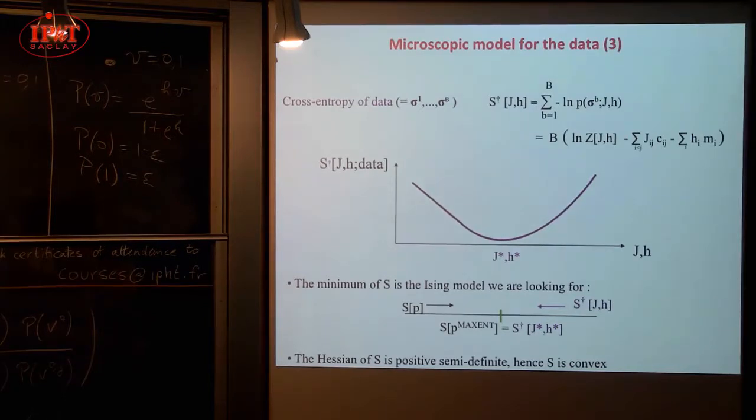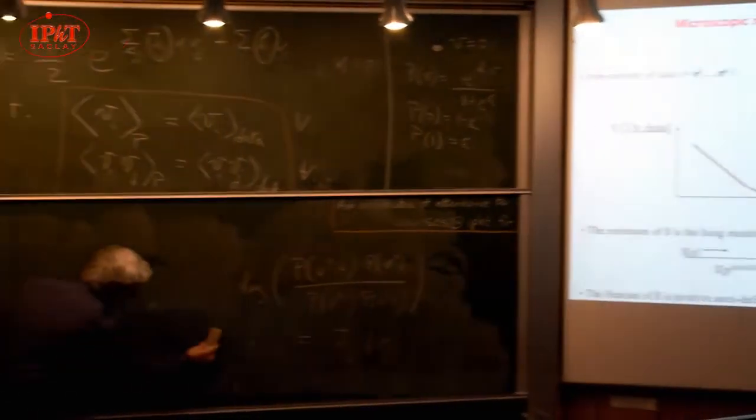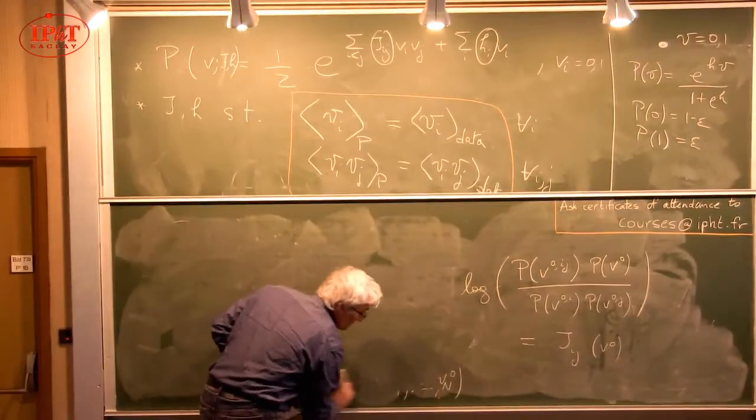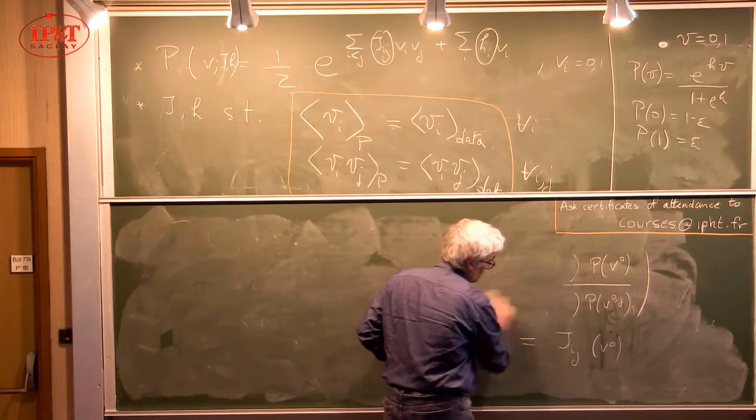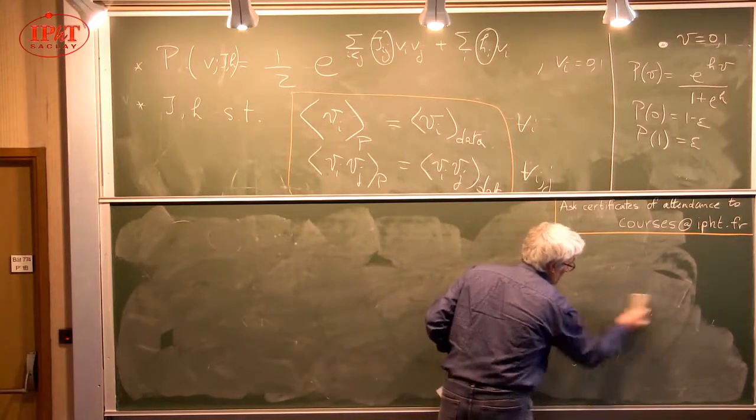Again, our goal is to find some values for the J_ij and for the H_i, right? I will explain how the algorithm works in the case of binary variables. But of course, it can be applied to the case of Potts variables with more than 2 states. It's a bit more complicated computationally, but it's exactly the same principle.